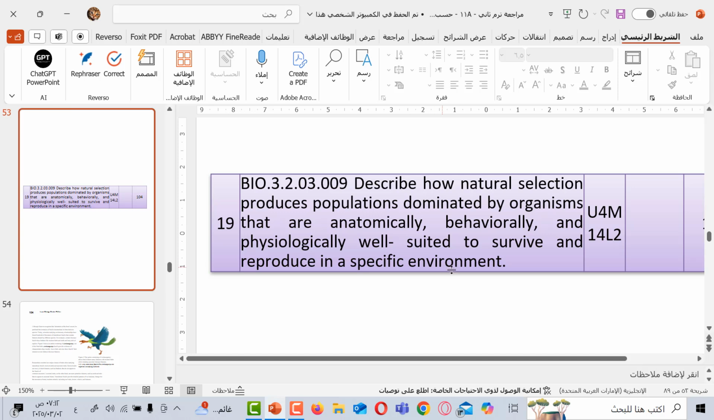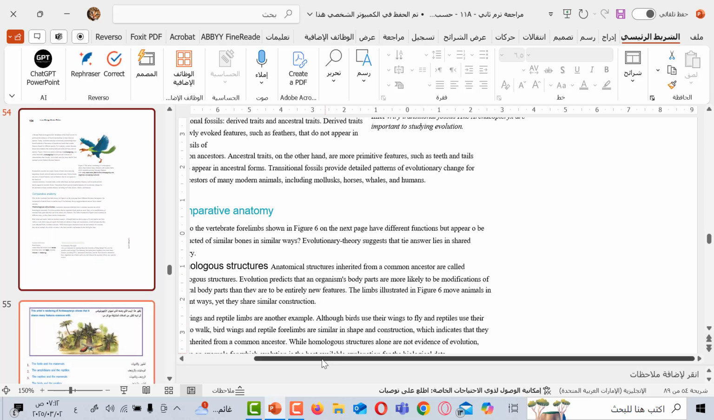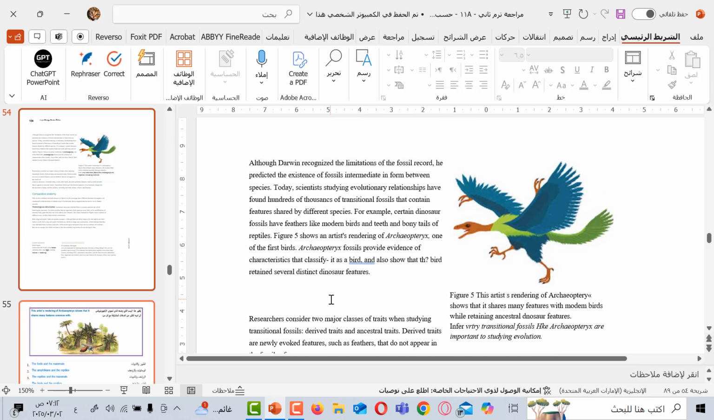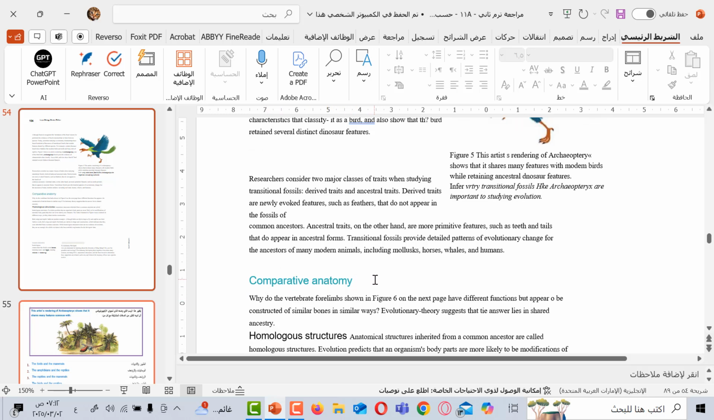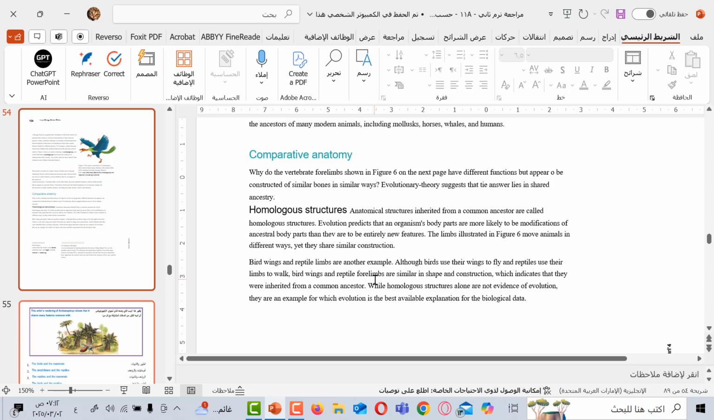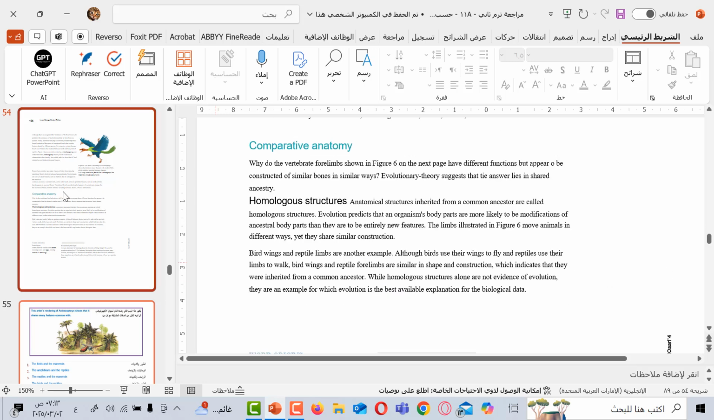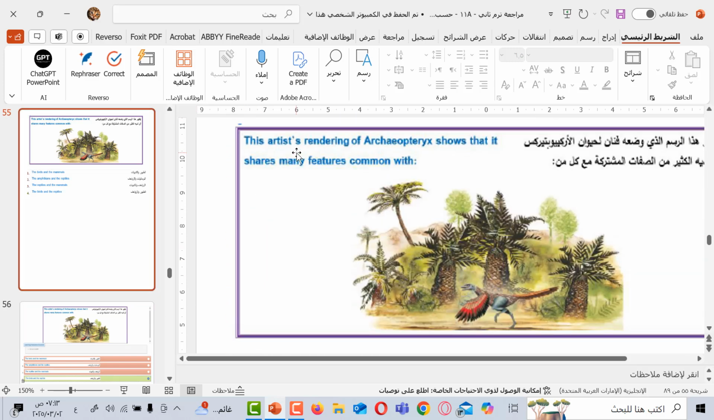Here, number 19, question, page number 104. This is 104. It's about Archaeopteryx, and comparative anatomy. You must study this page well. Let us see some questions here.